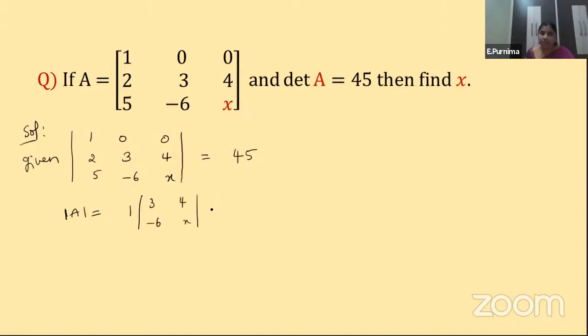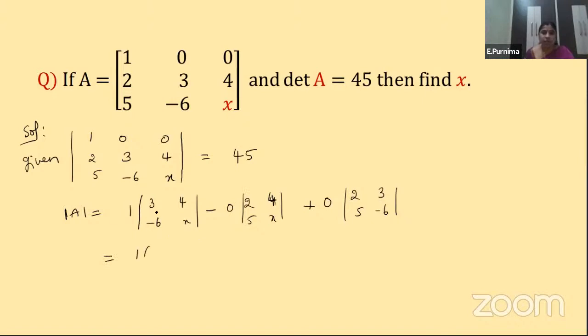And what should be the second element sign? As I told you, instead of doing -1 to the power of i plus j every time, it is better to remember the sign. It will become minus sign. 0 into its determinant. Anyway, it is 0 only, but for your understanding I'm writing it again. First row, second column. What are the 4 elements left? With this row and this column covered, 2, 4, 5, x is left. Next, plus for the third element, plus 0 into the determinant with first row, third column covered. What is left here? 2, 3, 5, minus 6. Anyway, you know this becomes 0 only, children, no need to solve it.